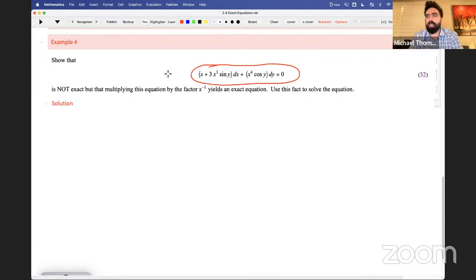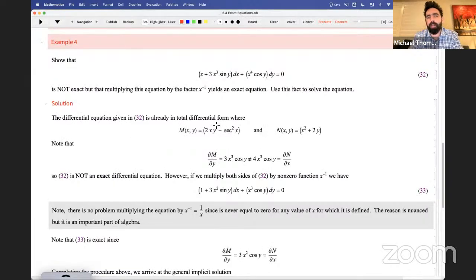The problem with this one is that it's not exact. It turns out that if you check for exactness here, we'll do it here. Look, this would be m and that's n, right? So if you take the partial of m with respect to y, you get 3x cubed cosine y. And if you take the partial of n with respect to x, you get 4x cubed cosine y. And those are not the same thing. So this should make you kind of sad, because it means that the method for exactness isn't going to work here.